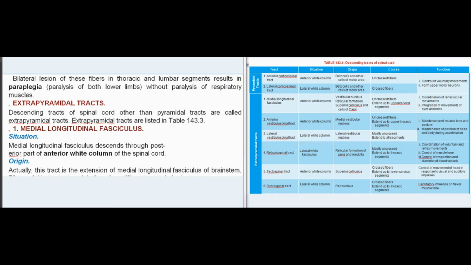Extrapyramidal tracts. Descending tracts of spinal cord other than pyramidal tracts are called extrapyramidal tracts.